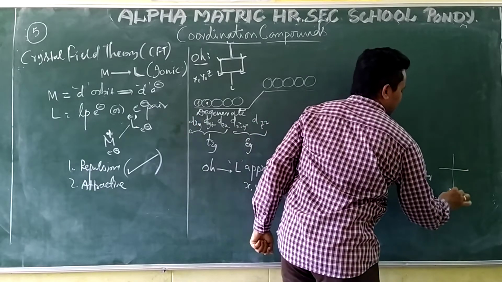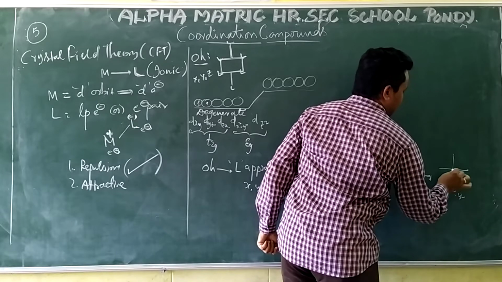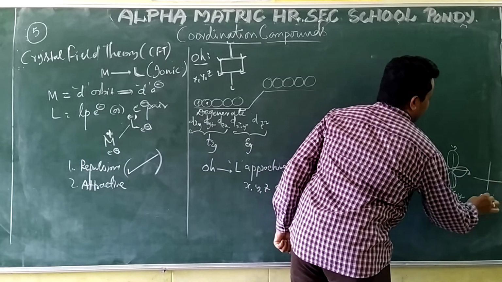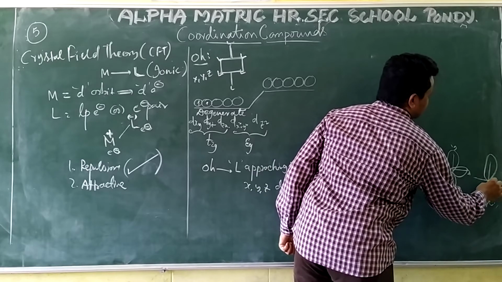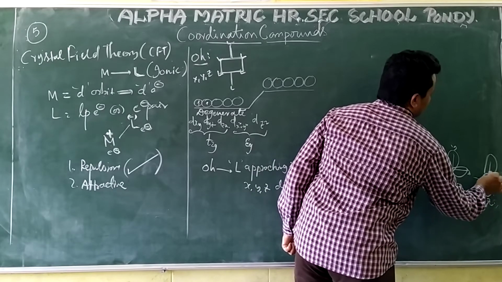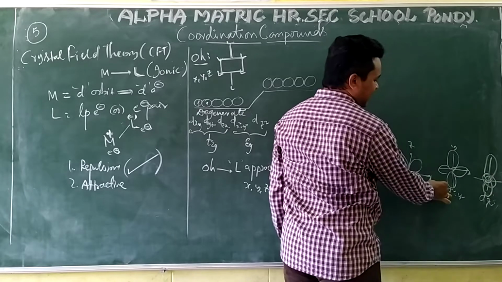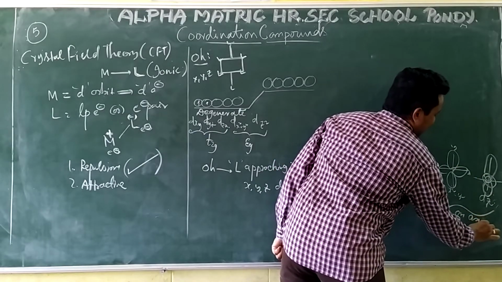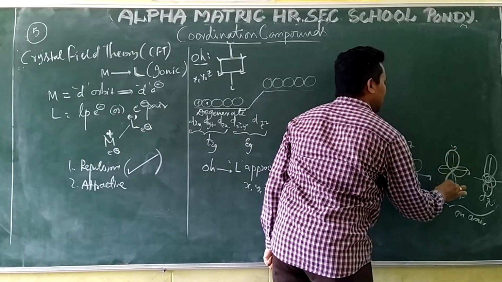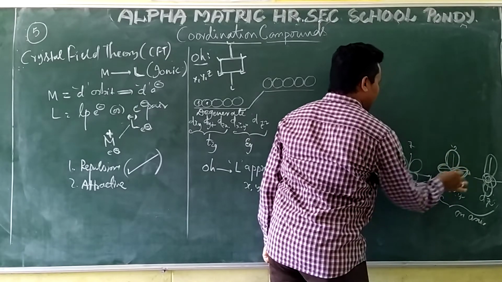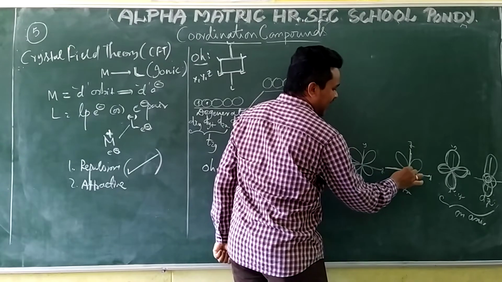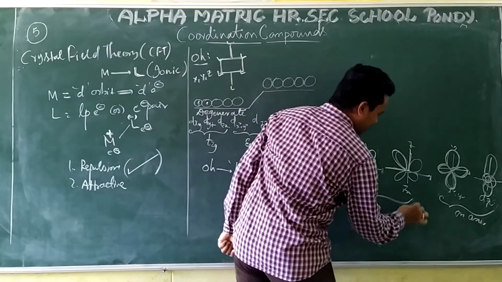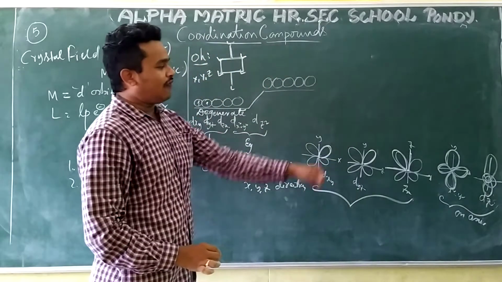dx square minus y square means lobes are present on the x axis and y axis. dz square is also on the axis. See, these two are on the axis. Electron density lobes are there on the axis. But these three are in between the axes.